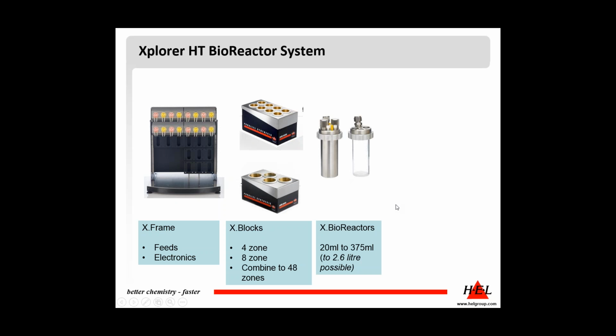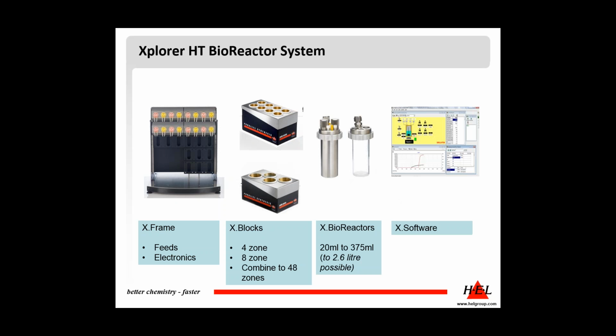The bioreactors themselves, here we have a range which I'll come to shortly. Typically we're looking at ranges of working volume between 20 and 375 milliliter. And then all the systems we actually produce are fully automated, and they all come with controlling software, which I'll also explore later.